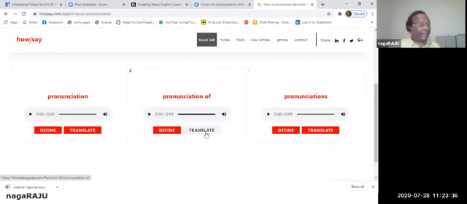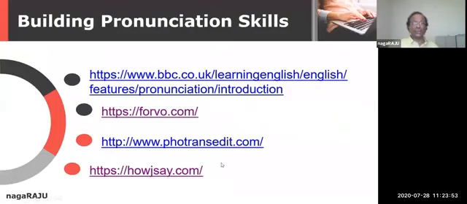Then you can translate that into many languages. Of course, Telugu is not there in that, but there are many. In case you are learning a foreign language, right? You can translate that here itself. So many features again, right? Let me go back. And I think the other two also are good.